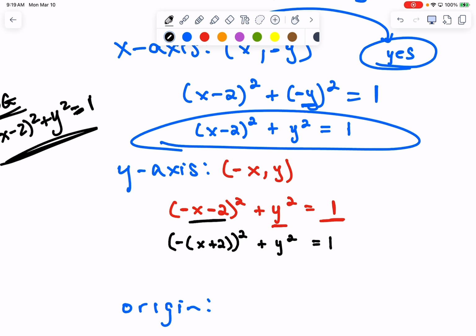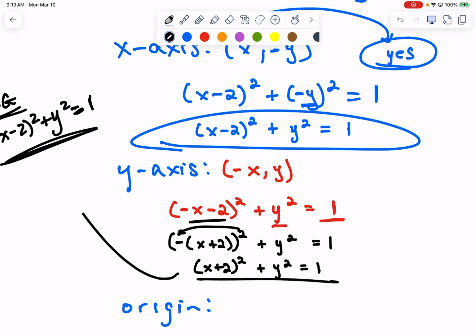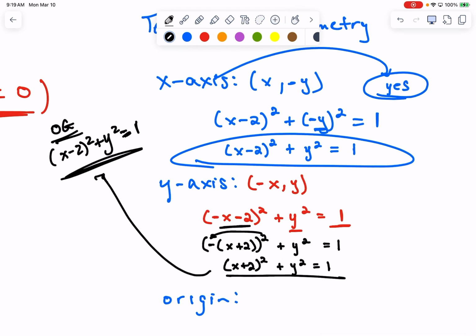So I took that negative out. Does everybody see what I did? Now you can square the negative and get rid of it. What happens when you square a negative? It becomes positive. So now I'm left with (x + 2) squared because I squared the negative. I took the negative out so I could square it. Do you see what I did there? Plus y squared is equal to 1. All right, I got rid of the negative. Is this equivalent to the original? Is that the same as the original equation? No, why not? It says x plus 2 instead of what? So this is a big no.